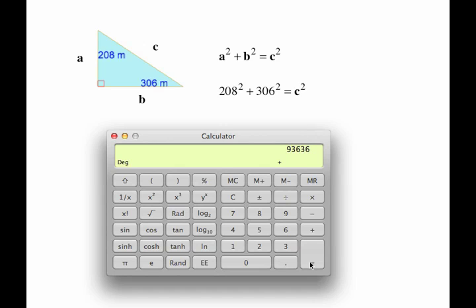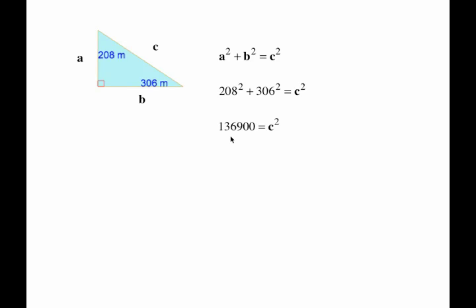That is going to be equal to 136,900, and that's your c squared. So that's your next step in the equation. Now we know what c squared is, and we want to find out what c is. So we're going to take the square root of both sides. I square root the c squared, I get c. I square root the 136,900, and we get 370.